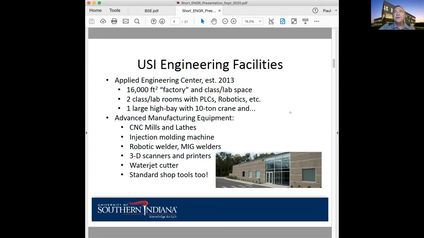In the large factory, it's topped with a 10-ton crane. So that's kind of handy to move things around when we need to. But within that space, we have lots of computer-operated mills and lathes. We've got an injection molding machine. We have a robotic welder, as well as several MIG welders. We have quite a few 3D scanners and printers. We have three very professional commercial-grade 3D printers.